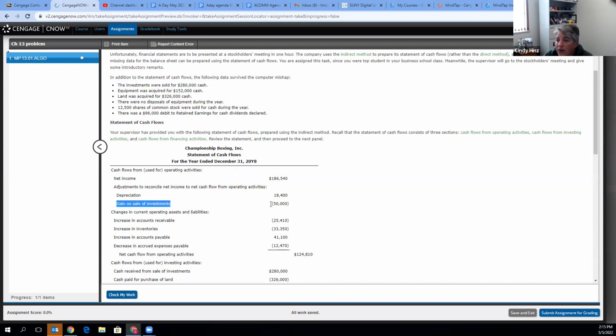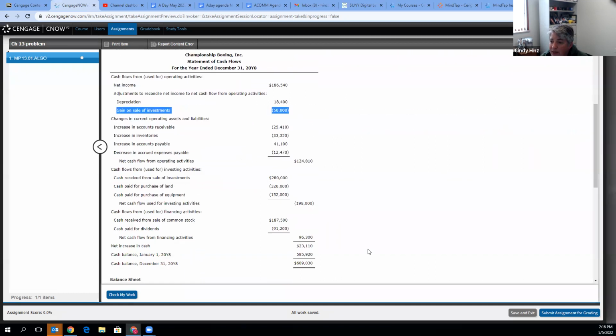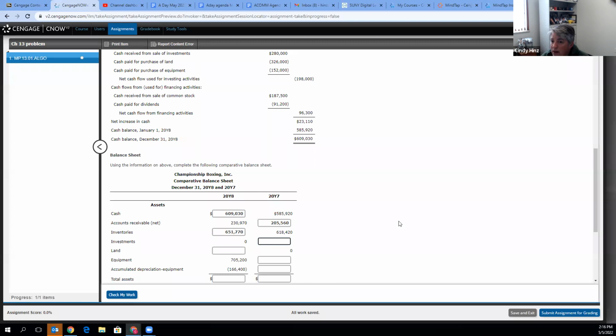But we can see here that we had a gain on the sale of those investments of $50,000. What that means is we sold the investments for $50,000 more than we were carrying them on our balance sheet. So if we sold them for $280,000, but we made $50,000 on that sale, that means the original or historical price of those investments must have been $230,000. Since we have an ending balance of 0 there, we know that the $230,000 must have been the beginning balance.